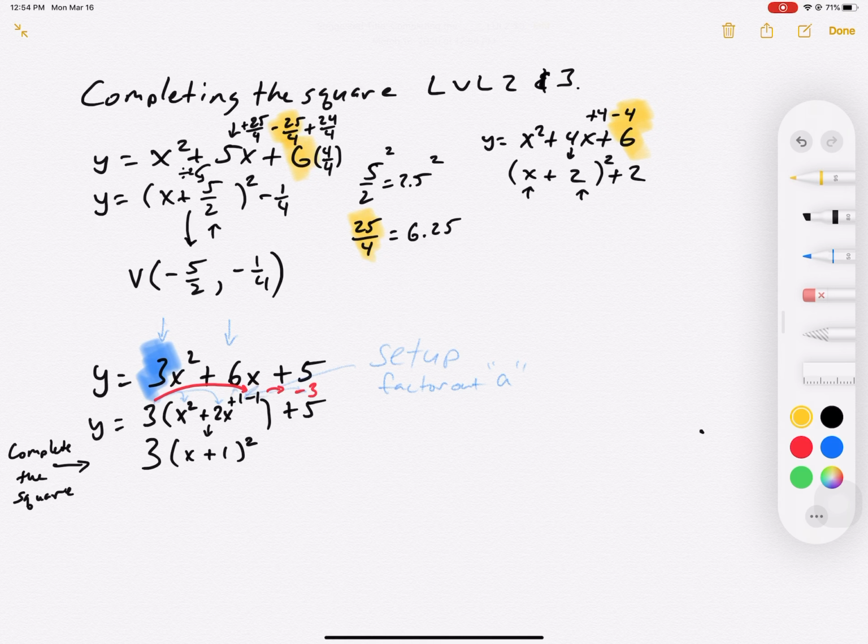And now if you look here, we can combine these two right here, just like what we did before. We just combine those last values. Okay, here we go. We're going to say that's going to be plus 2. So the vertex is negative 1, comma 2.